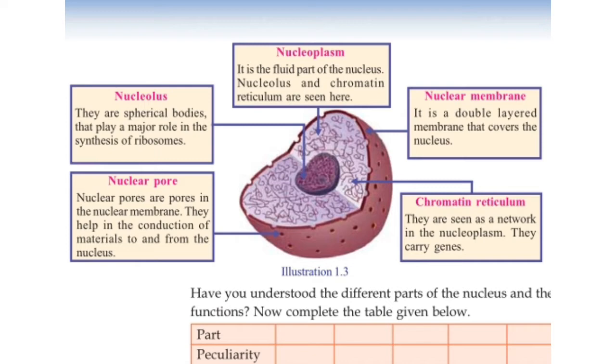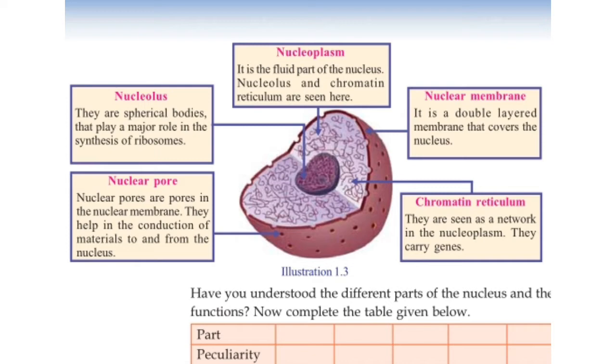Nucleoplasm is the fluid part of a nucleus. Nucleolus and chromatin reticulum are seen here. You can see the nucleoplasm there. Nucleoli are spherical bodies. The nucleolus is the spherical body that plays a major role in the synthesis of ribosomes, which we already studied.